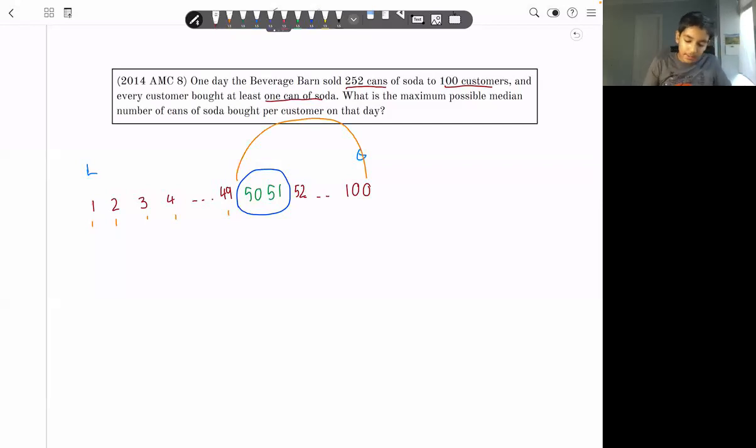Now how many cans do we have left? Well, we have 252 cans originally, and we lost 49 of them because we gave 1 can to each person, and everyone must have at least 1 can of soda.